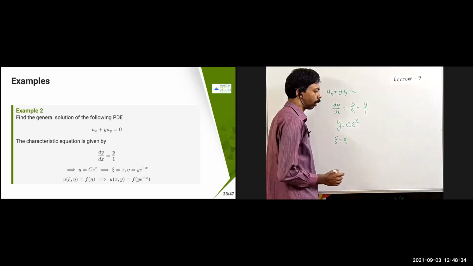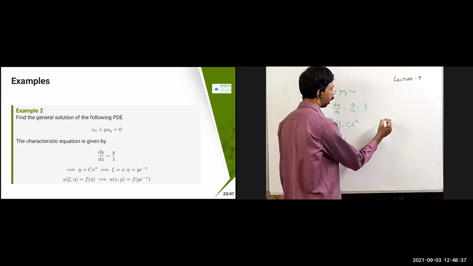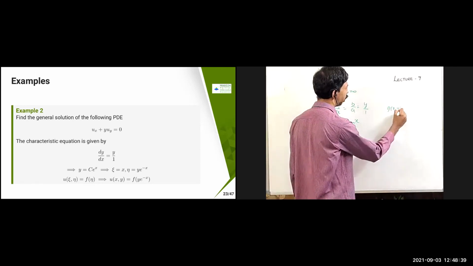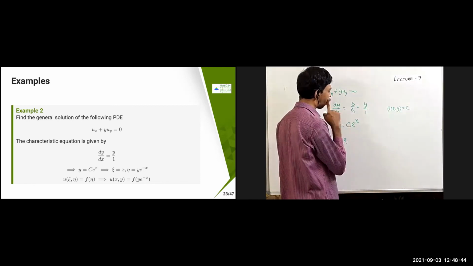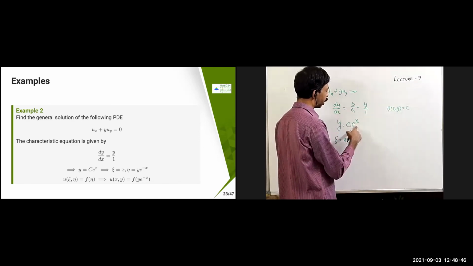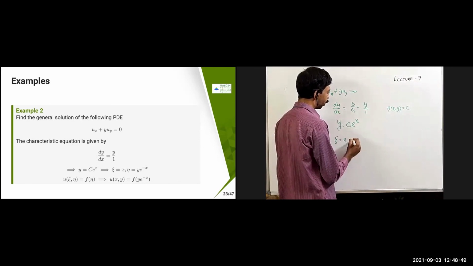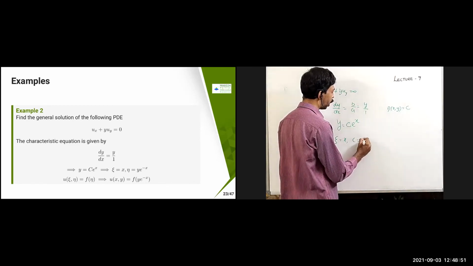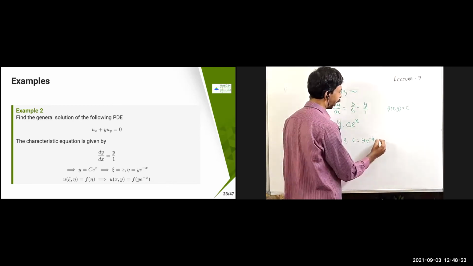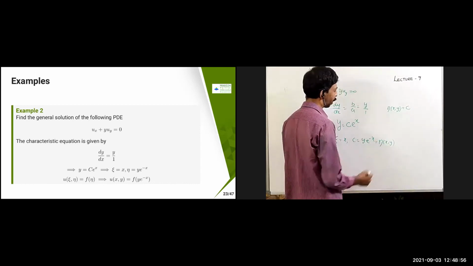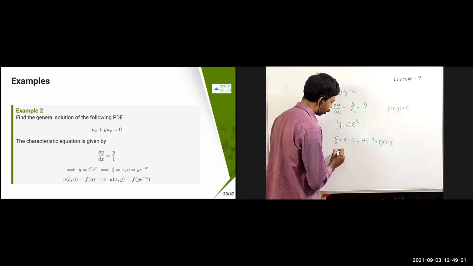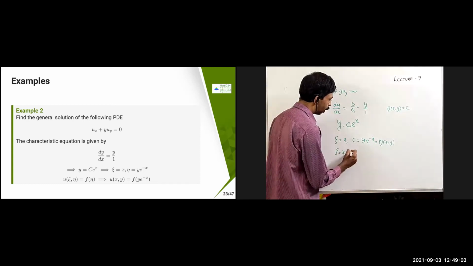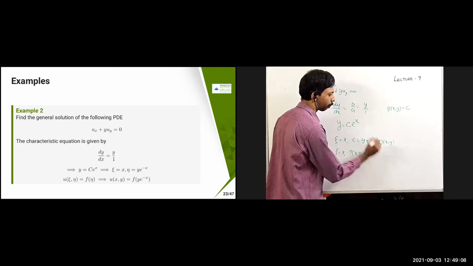So I can choose my chi equal to x, and eta of x comma y equal to c, I have chosen. Therefore, c is nothing but, from y equal to c e power x, c is nothing but y e power minus x. That is nothing but my eta of x comma y. So chi equal to x and eta of x comma y equal to y e power minus x.